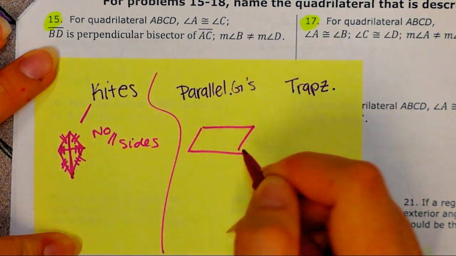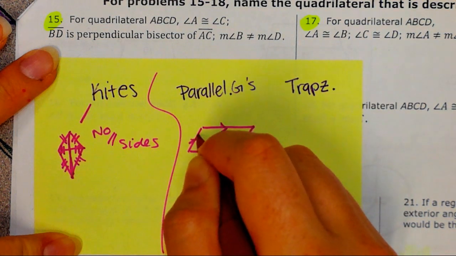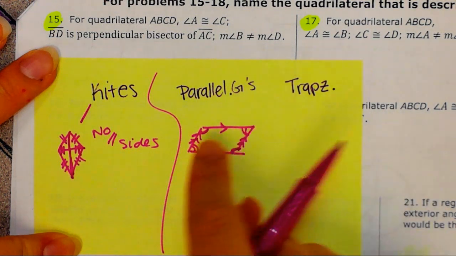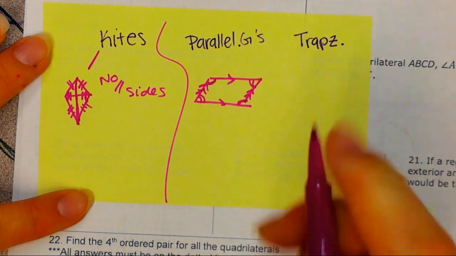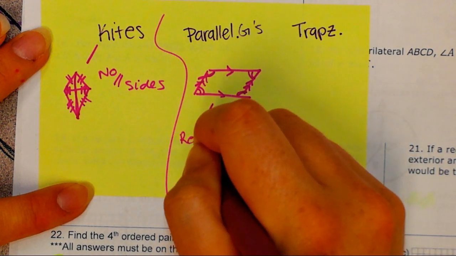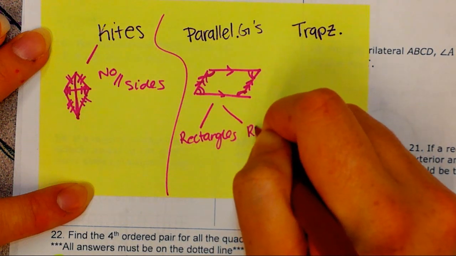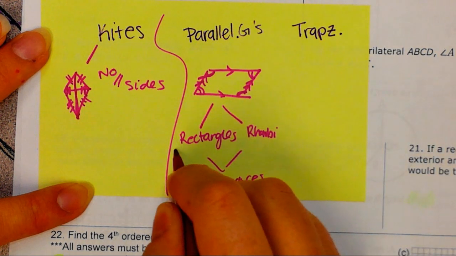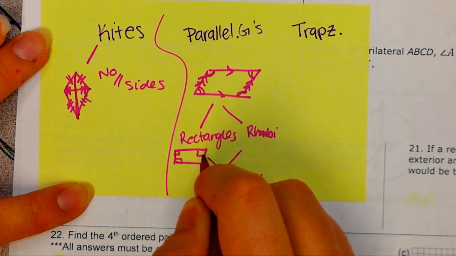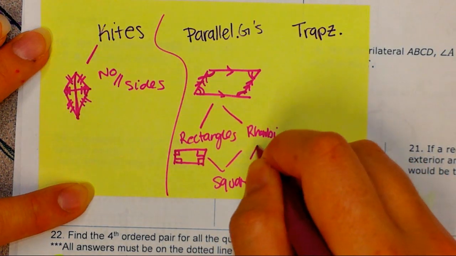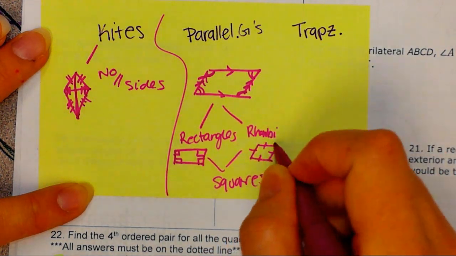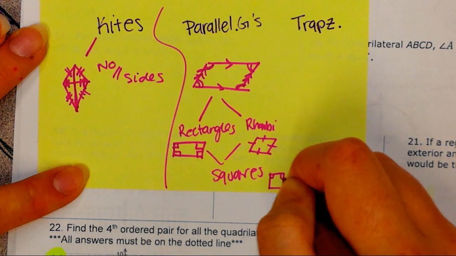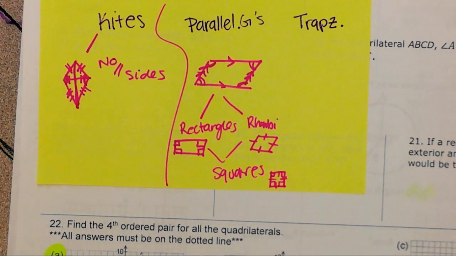Parallelograms. Okay. They have opposite sides that are parallel, and that means that they also have opposite angles that are congruent. Parallelograms also contain rectangles, rhombi, and squares. Now, of course, rectangles, we can recognize those 4 right angles, opposite sides congruent. Rhombus, all 4 sides congruent, slanted, not necessarily right angles. Squares, all right angles, all congruent sides.